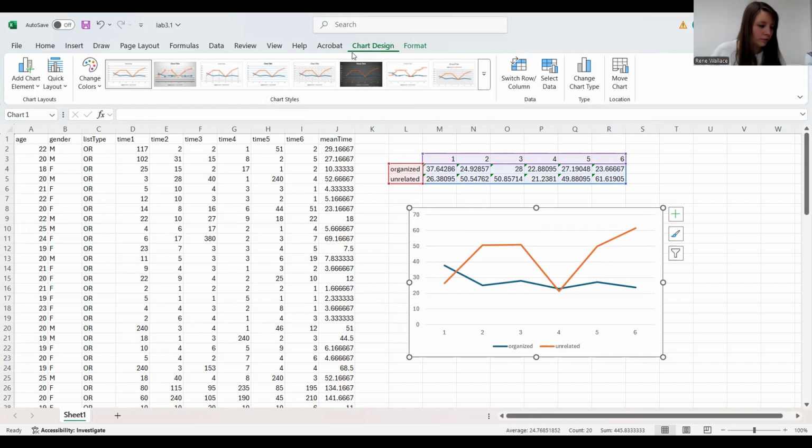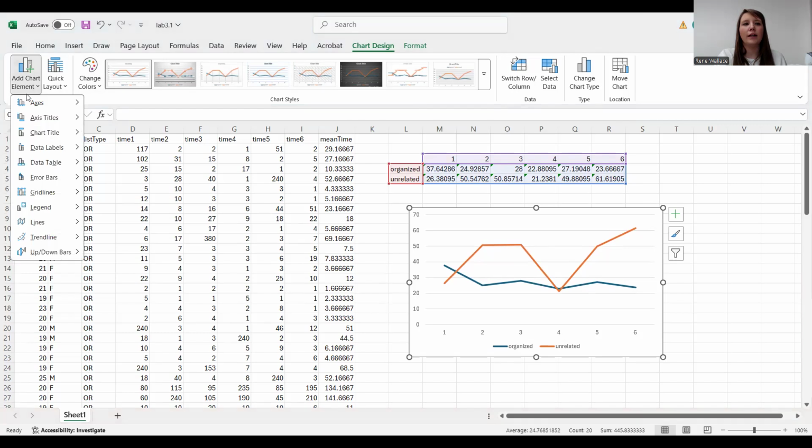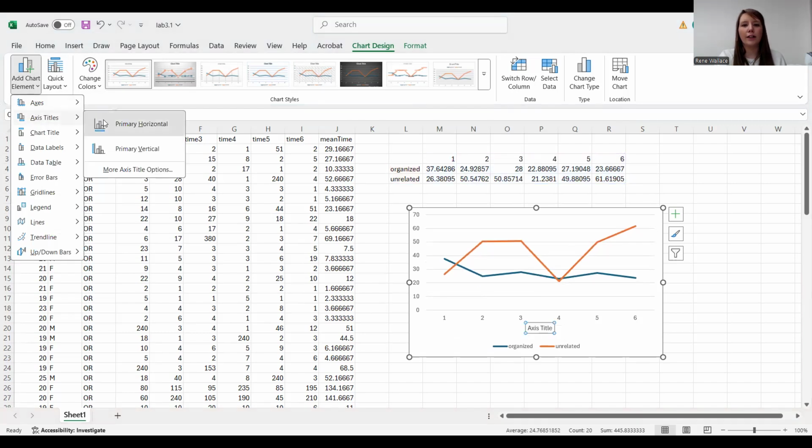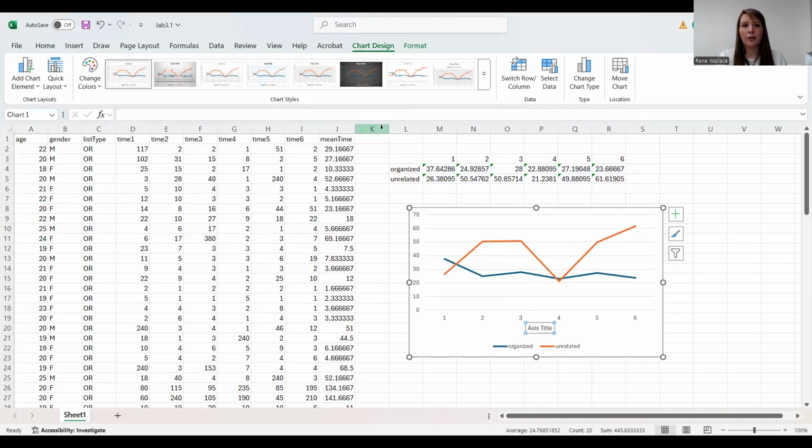What I need to do is I need to go to chart layout, axis titles, and then we're going to do a horizontal and a vertical. But for yours, it might look like mine where you have add chart element over here and then axis titles. And then first I'll do the horizontal at the bottom here. And I want that to say trial, because that's what these are, right? These are trials 1 through 6.